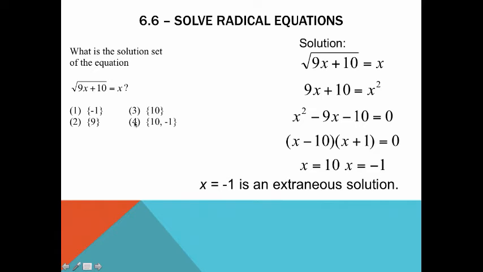But choice number 4 is incorrect because you should see that negative 1 is an extraneous solution. Therefore, the only real solution is x equals 10, and choice 3 should have been your answer for this problem. Choice 3 was the correct answer.